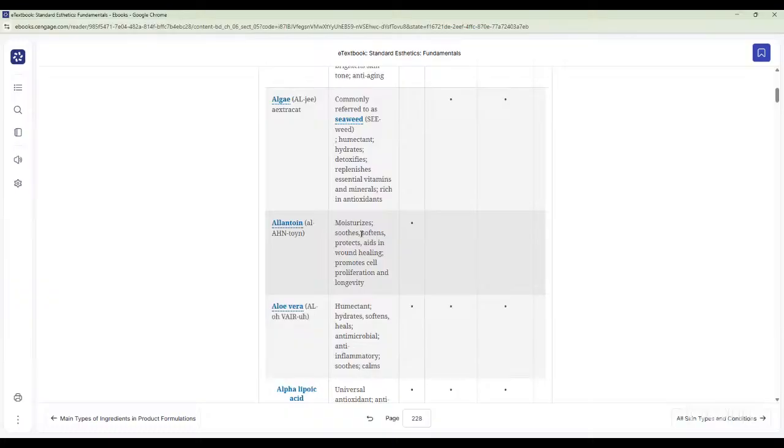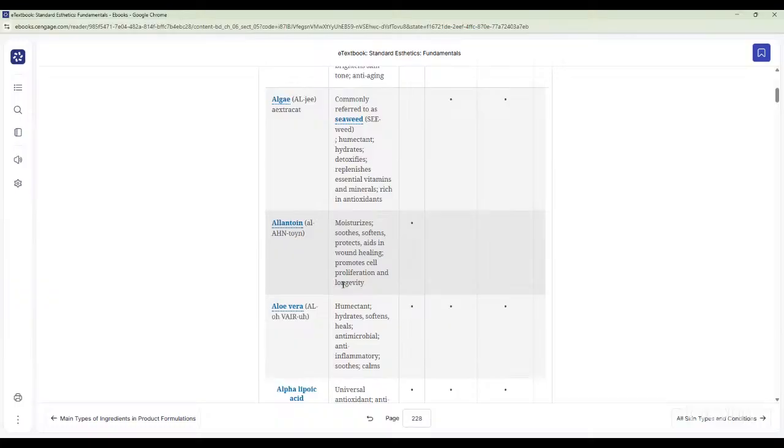Anatomium moisturizes, soothes, softens, protects, aids in wound healing, promotes cell proliferation and longevity. So this renews old cells. It helps shed dead skin cells, so your skin repairs faster. So it's wound healing, softens, protects. This is great for aging skin and dry skin as well. So it's a great moisturizing component.